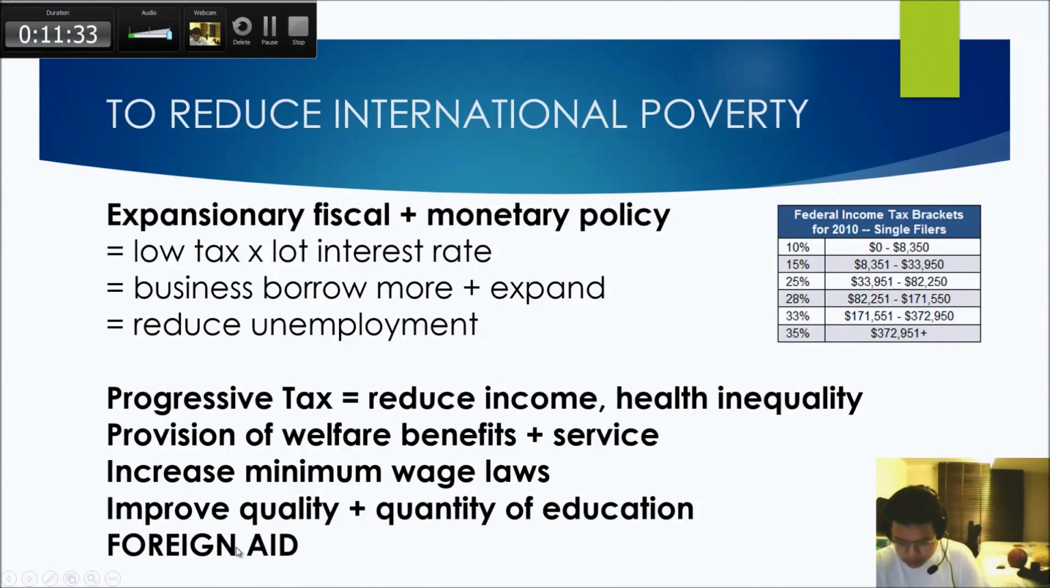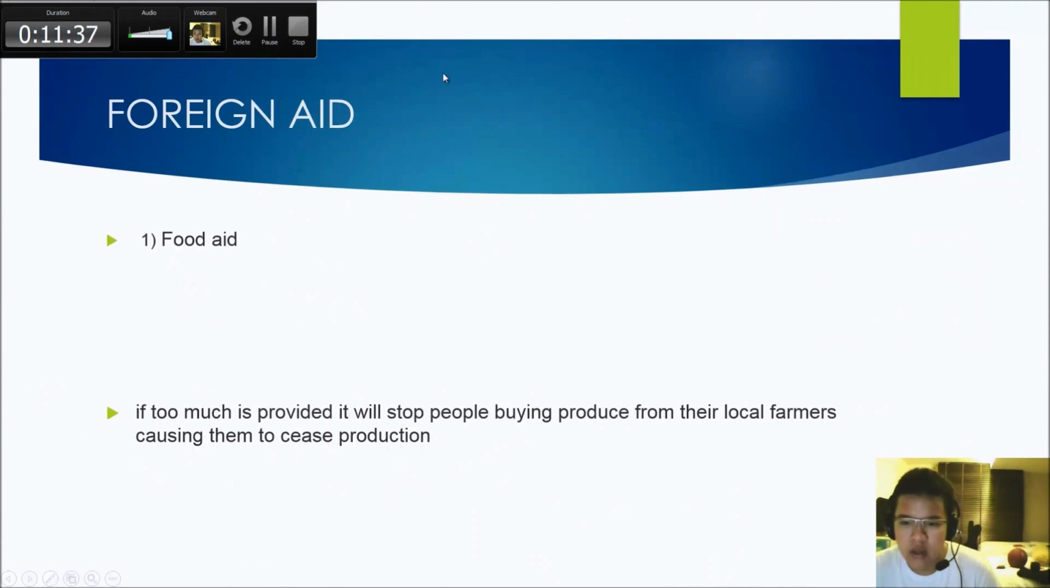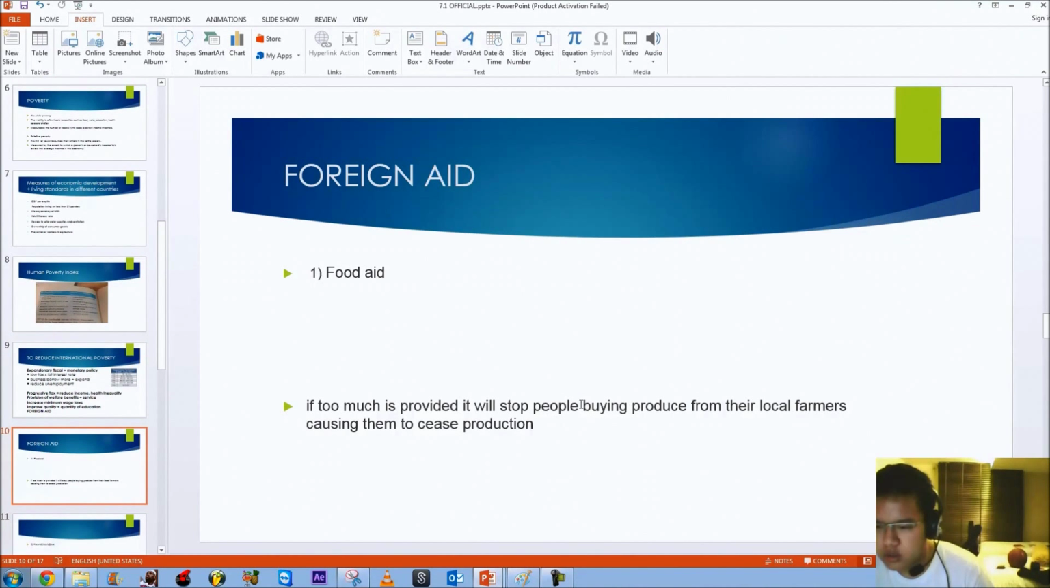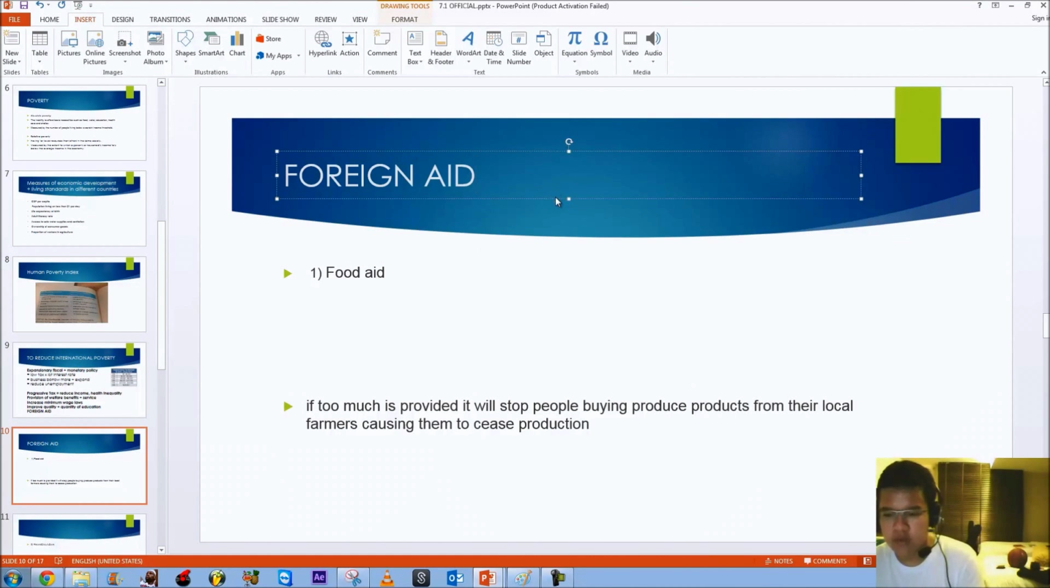And last of all is foreign aid, and this is the main thing that you have to remember. There are 4 types of foreign aid that are required for you to remember, but not the other 4. First of all is food aid, which is self-explanatory. For example, the USA or the EU produce far more food than they need, and they just give it to less developed countries as food aid. But if too much is provided, it will stop people buying from local farmers, causing them to cease production. Yeah, that's food aid.